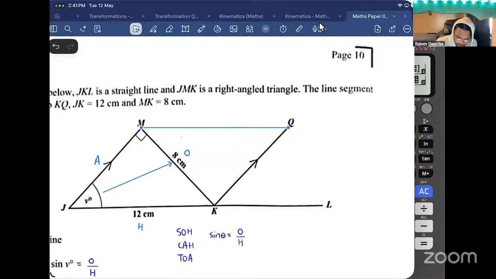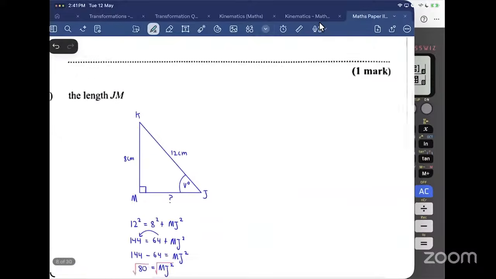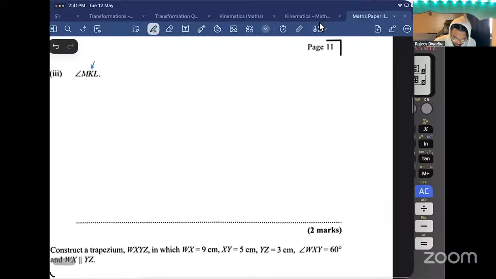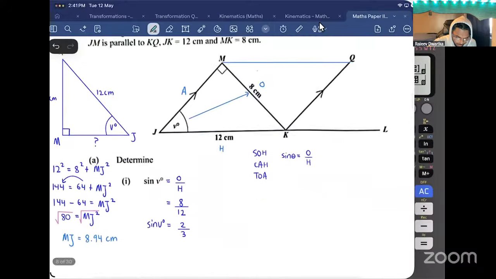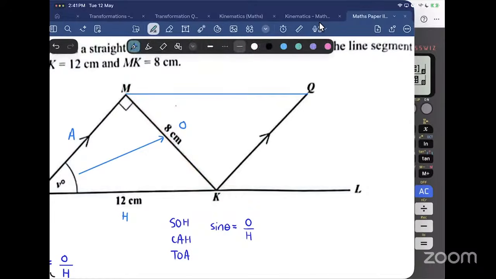What do you want me to find for, chat? Angle K. Okay. Angle K. MKL, right? MKL. That's this angle over here, right? Do you understand now or no? Yes, sir.